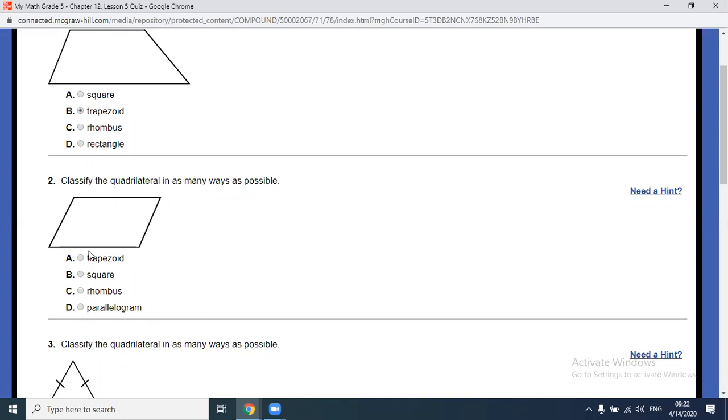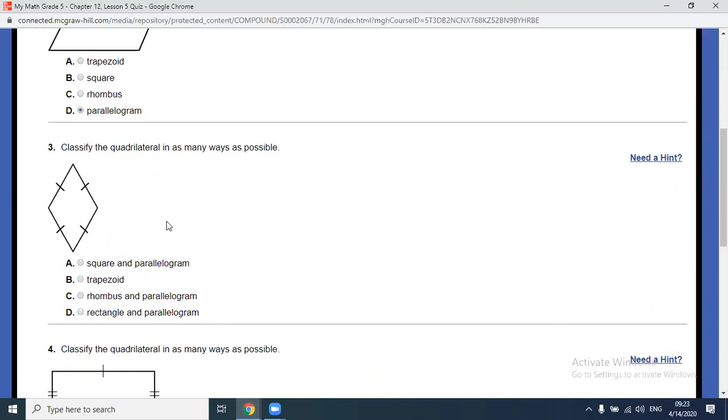It's not a trapezoid. A square has four right angles, right? I have here right angles. A rhombus has four congruent sides. Are the sides congruent or equal? No. So this will be a parallelogram. Okay, number 3.